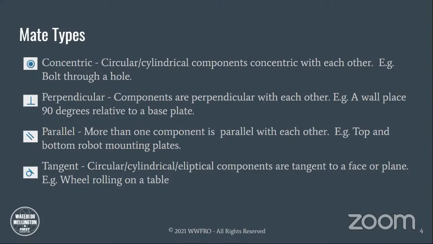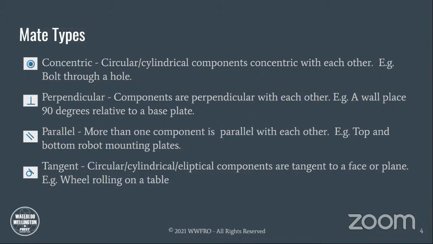Perpendicular mates are exactly as they sound. Picture if you had a wall and a base plate. If you made the wall perpendicular to the base plate, it would be at 90 degrees relative to the base plate. And that's important because if you were to move your base plate and angle your base plate, the perpendicular wall would stay perpendicular to that base plate, so it would automatically rotate with it. Parallel is kind of opposite to perpendicular, where, say on the Elegoo robot, we've got the top and bottom mounting plates. Those two plates are parallel to each other.